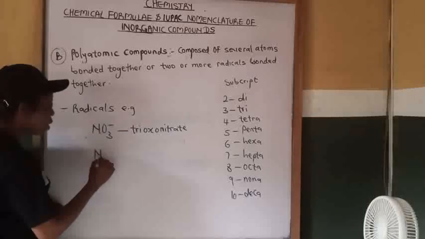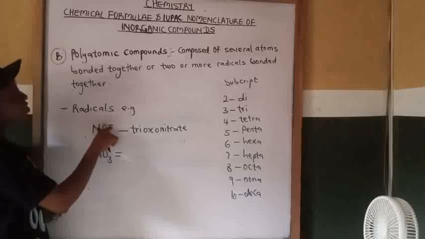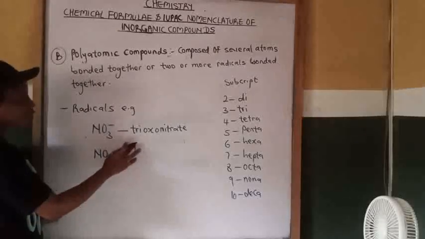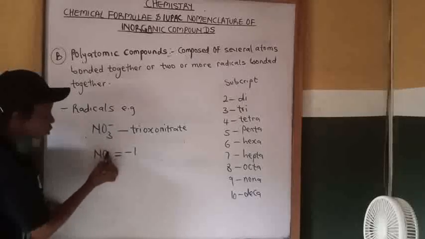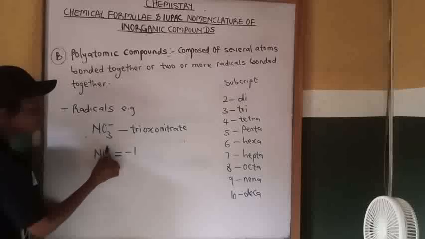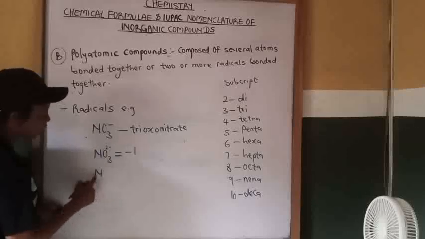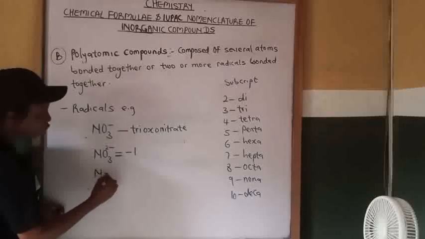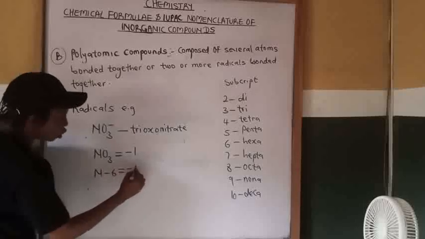So nitrogen is our unknown. So let's say NO3 equal to, the charge on it is minus 1. So bring that minus 1 down to the front of equal to. Then the charge on oxygen is 2 minus. So minus 2 times 3 will give us minus 6. Since I'm looking for nitrogen, minus 6 equal to minus 1.